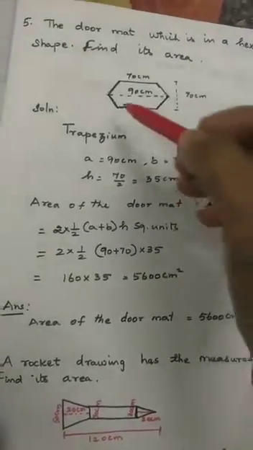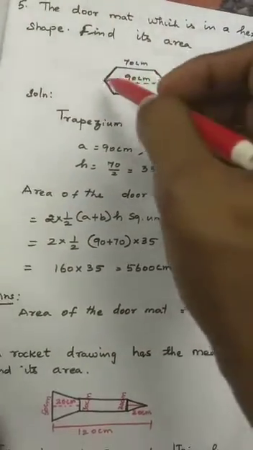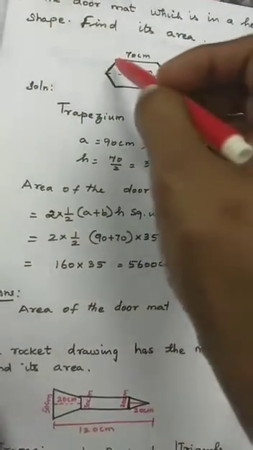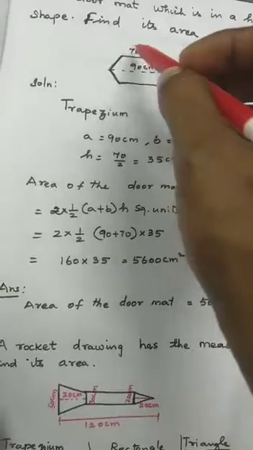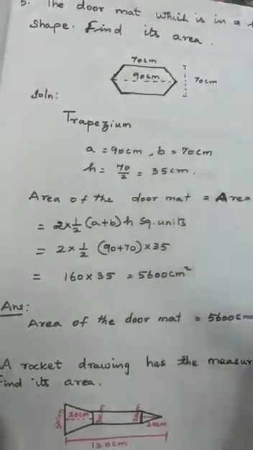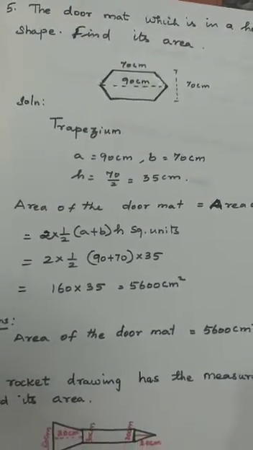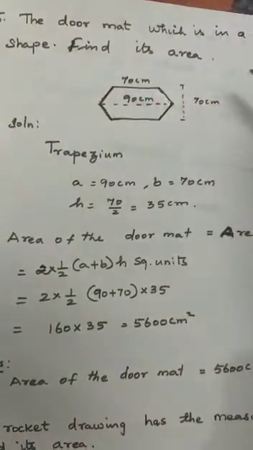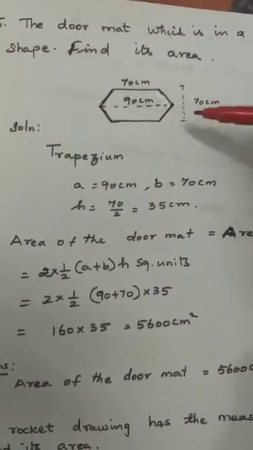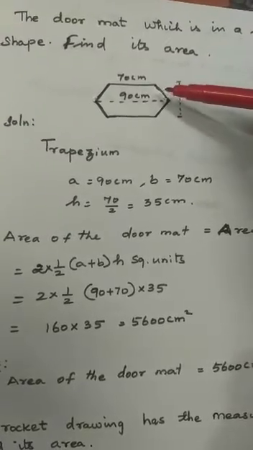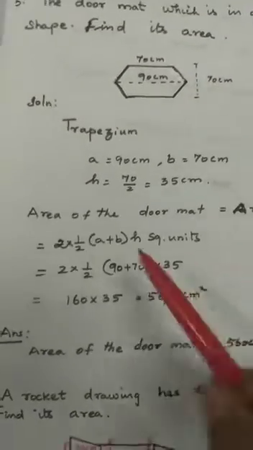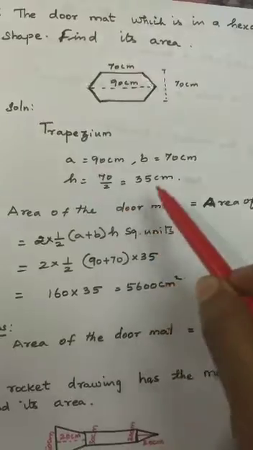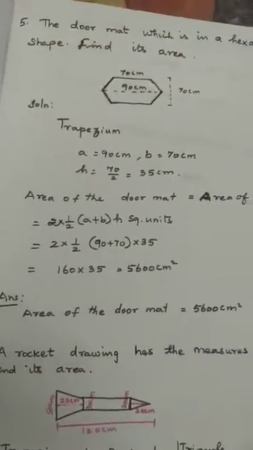Now we have two trapeziums here. Here the top is 90 centimeter and the base is 70 centimeter. That is a and b. Two trapeziums, you split into two trapeziums. Then the height is 70 centimeter, so here 35, here 35. Height is equal to 70 by 2, is equal to 35 centimeter.